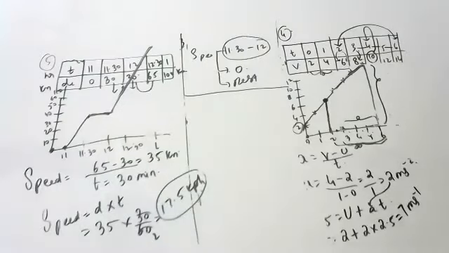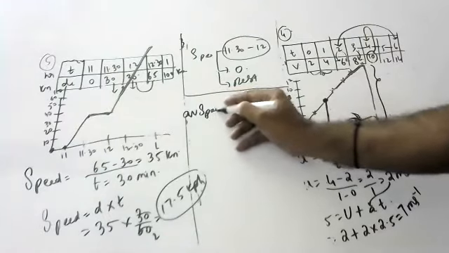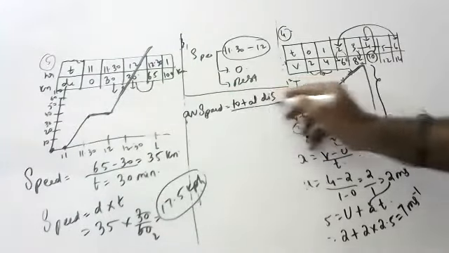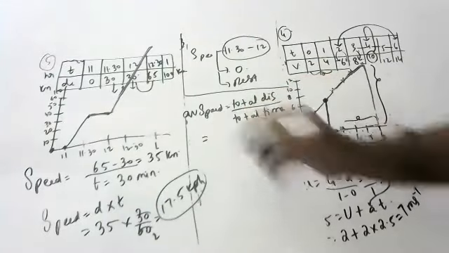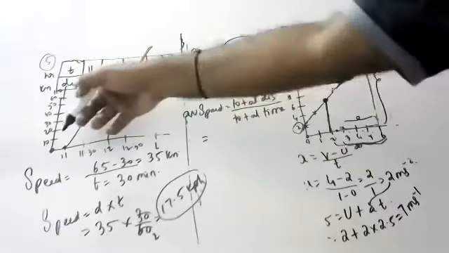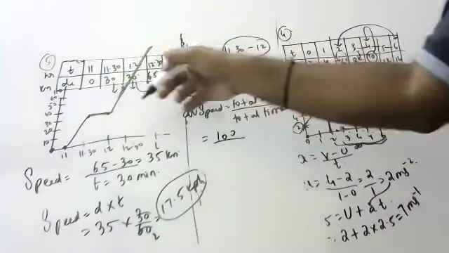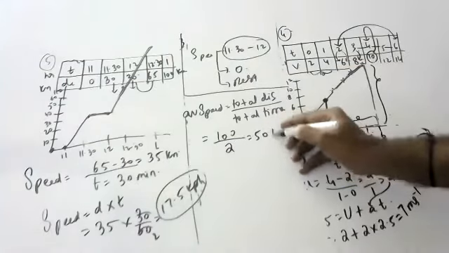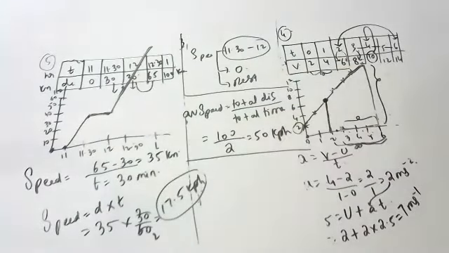Next question. Find the average speed of the car. What is the formula, children? Total distance by total time. What is the total distance covered? 100 kilometers. And total time, how much? 11 to 12, 12 to 1, 2 hours. So the answer is 50 kmph. 50 kmph is the average speed, children.